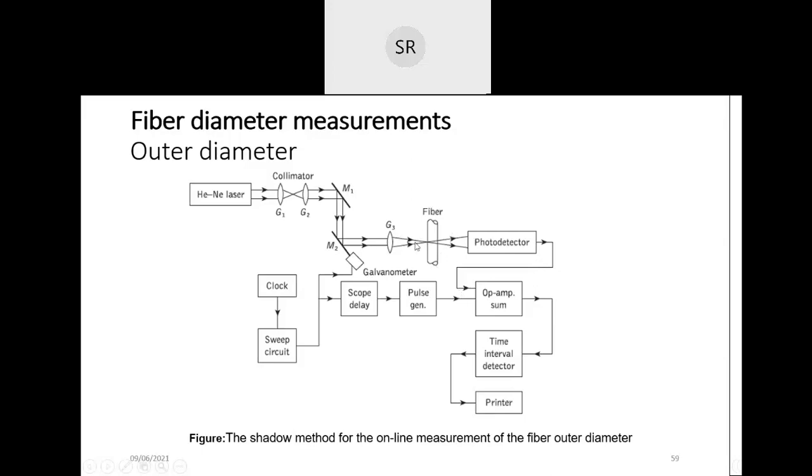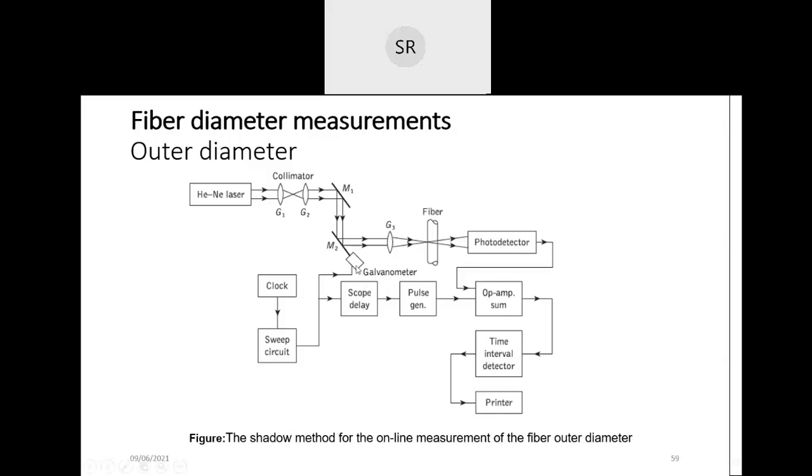A laser beam is focused on this particular fiber, and the fiber acts as an obstacle. We measure the light on this detector. The light is blocked by the fiber, and the light other than the blocked light is detected by the photo detector. Because of that, we calculate the fiber diameter.